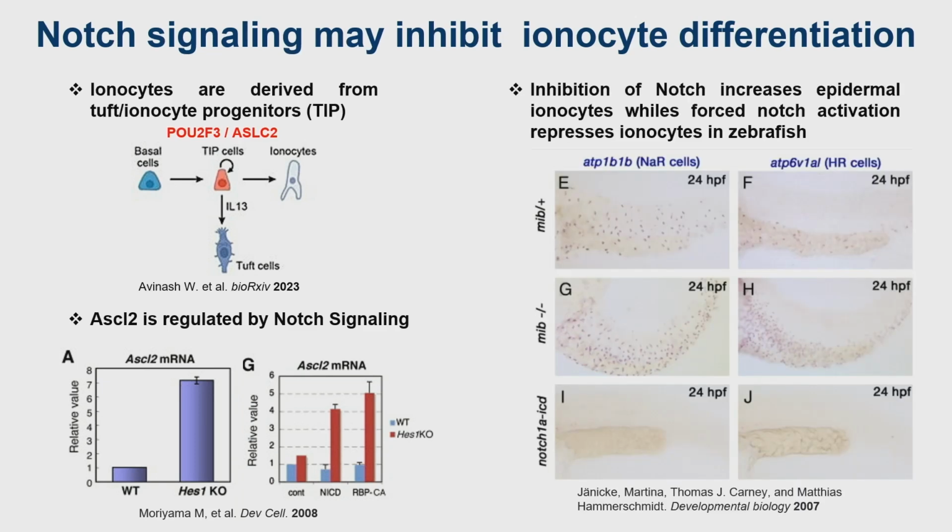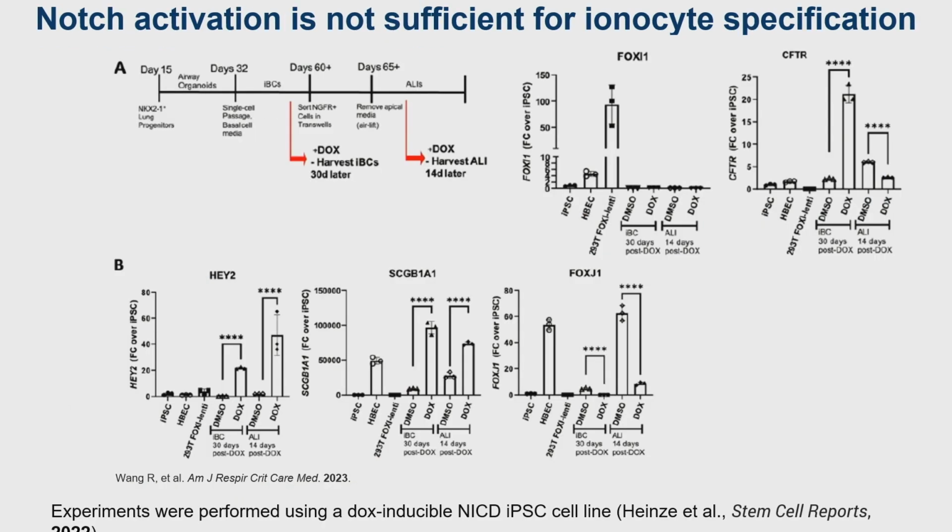And also, as was mentioned before, not in pulmonary ionocytes, but in epidermal ionocytes, Notch inhibition increases ionocyte numbers, whereas Notch activation basically gets rid of ionocytes. And in the third panel, you do not see the FOXI1 stain in there. So overall, all this data tells us that Notch signaling is important, but it may be complex in how it's regulating ionocyte differentiation. And our lab also looked into this, and this was recently published just last year.